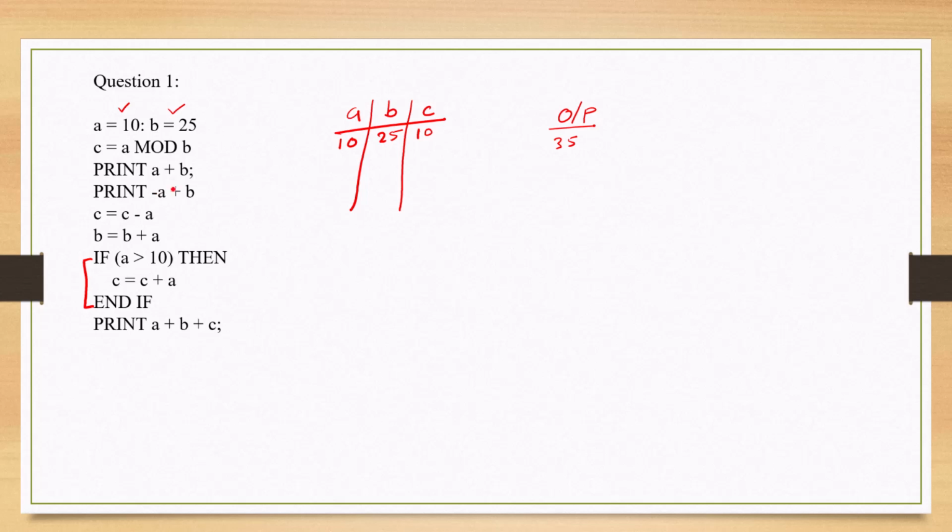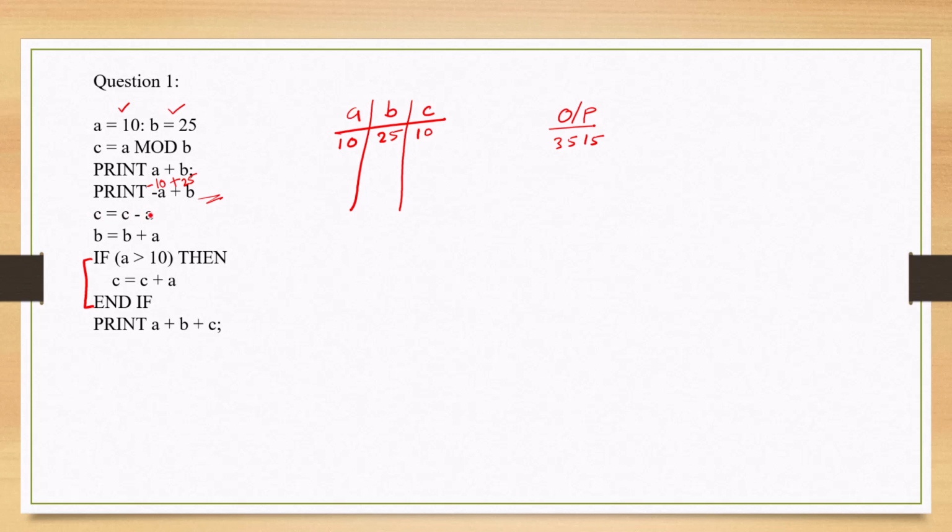Then we have print minus A plus B. Please note that minus A is written here means only to apply minus there. It will not change in the column. That means in the column, the 10 will not become minus 10. It will remain 10 only. Only here we will apply minus 10. So that is print minus 10 plus the value of B, which is 25. So minus 10 plus 25, that is going to be 15. So print 15, that will be beside of 35. Now there is no semicolon as you can see here. So the line will change in the output. We are in the second line.